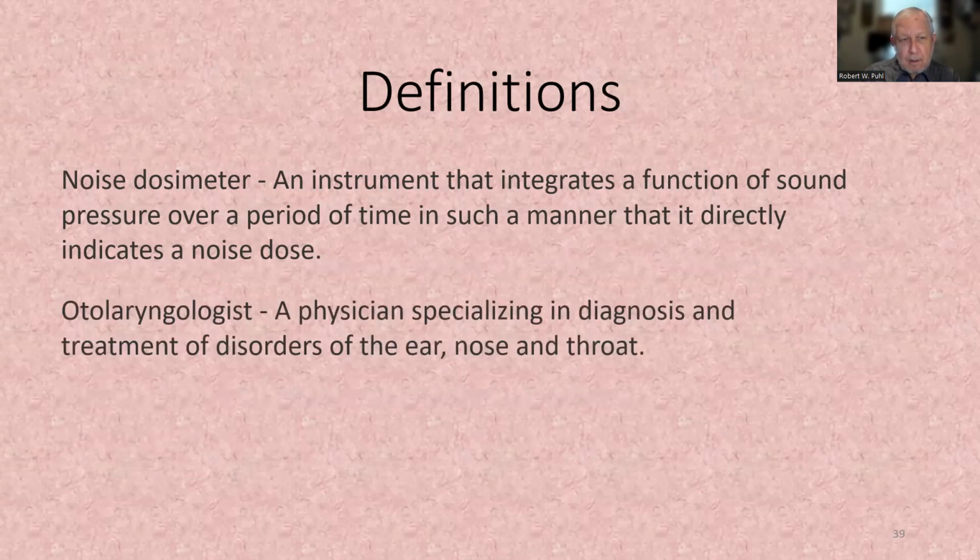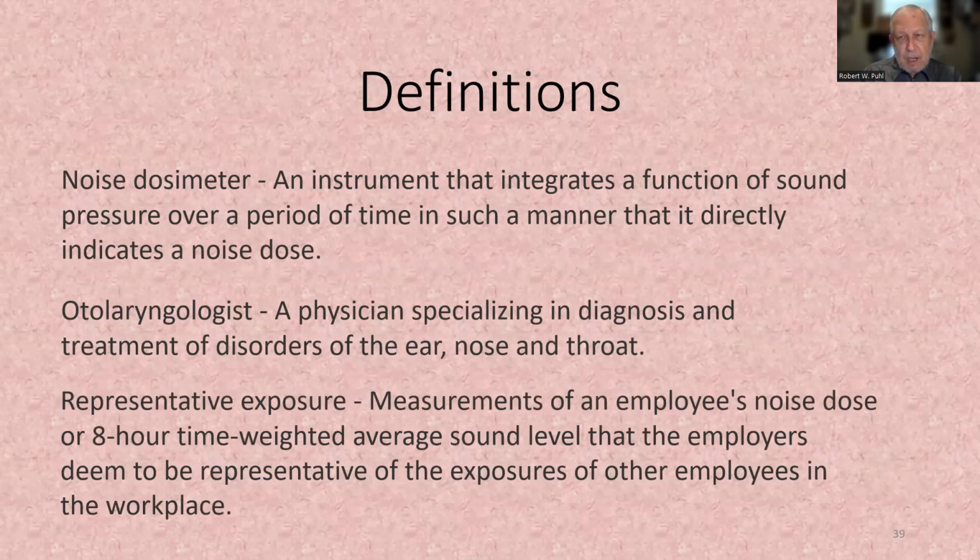Cut to the chase here. Otolaryngologist is a physician specializing in diagnosis and treatment of disorders of the ear, nose, and throat. Representative exposure is a measure of an employee's noise dose or an 8-hour time weighted average sound level that the employer deems to be representative of the exposures of other employees in the workplace. So you stick a dosimeter on one person in this department and they measure something, and you can pretty much say, well, they all do the same thing in the department. So that's a representative exposure.